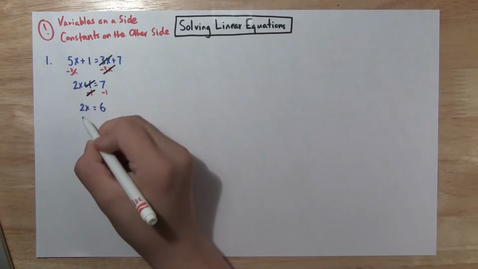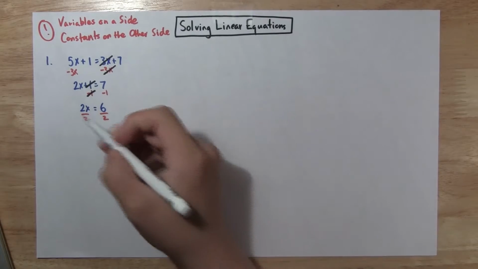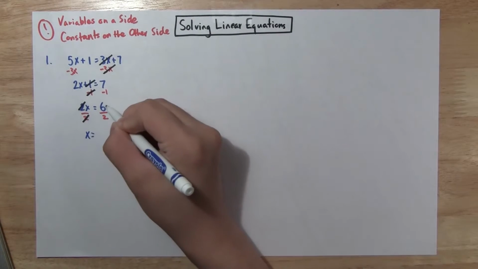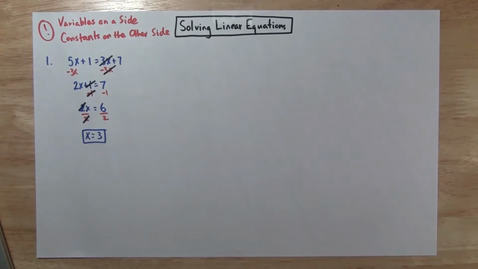So this part is really easy to solve now. You need to divide both sides by 2. The reason being is because you have 2 divided by 2 here, which cancel out, and you're just left with x. And so this way we can actually solve for x. So x is equal to 6 divided by 2, which is 3. All right, let's look at another.